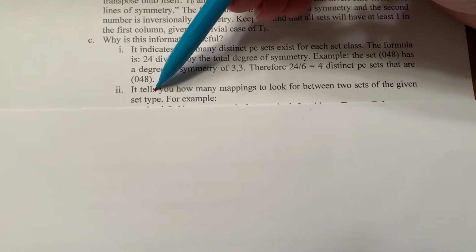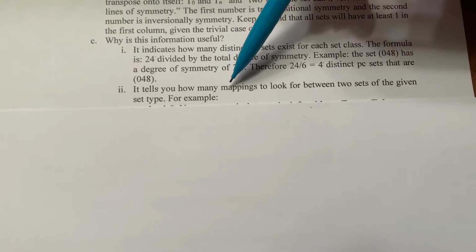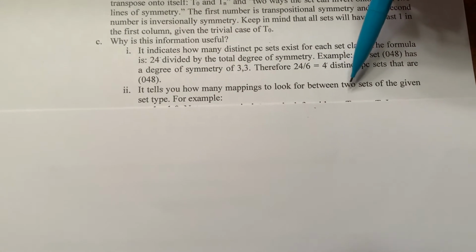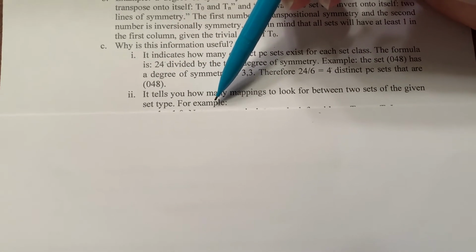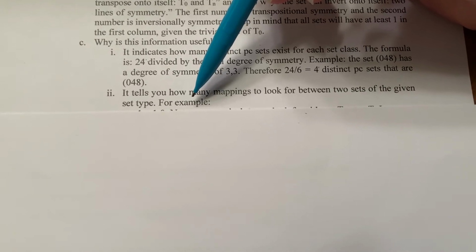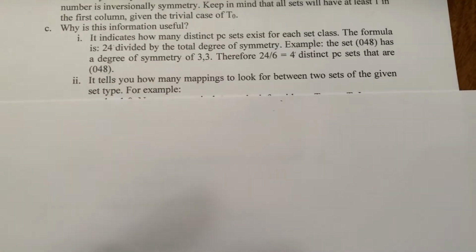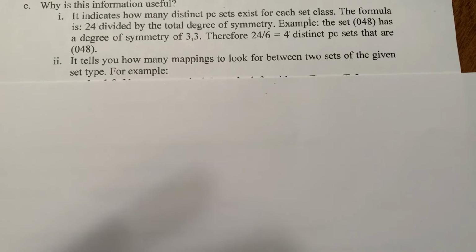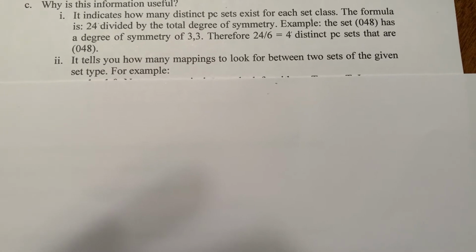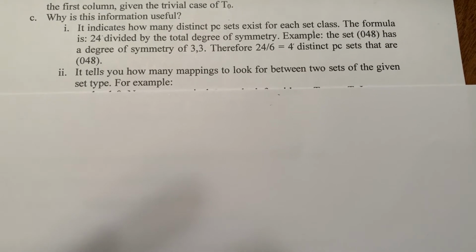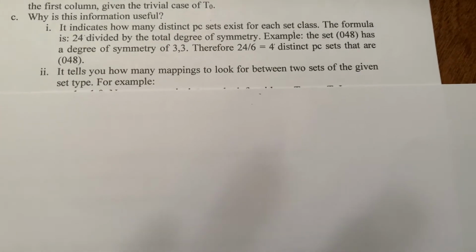The degree of symmetry, if we're looking at a symmetrical set, also tells you how many mappings to look for between two sets of a given set type. Now, again, if it's a non-symmetrical set, we know to look for just one. But if it's symmetrical, then I know to look for multiple ones. And this is where things are going to get a little bit complicated. So again, if I'm looking at two different sets and they're both of the same set class, and the set class is symmetrical, I know I need to look for multiple mappings.